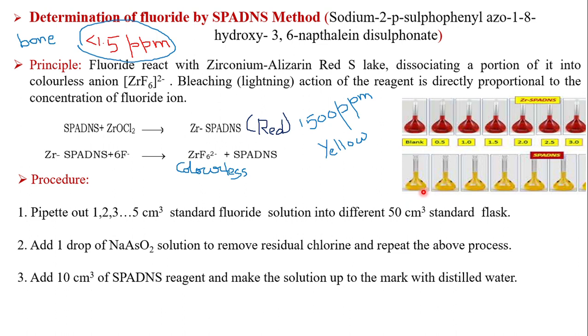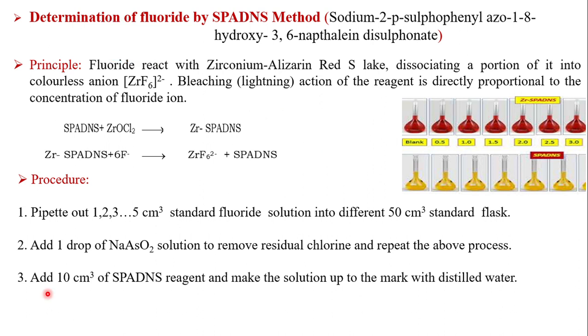So by measuring the color intensity of this solution at 570 nanometer against the same Zr-SPADNS blank, it is possible to quantify the fluoride ion present in a solution. This is the principle of the experiment. Now, moving on to the procedure. How exactly do we do the experiment?